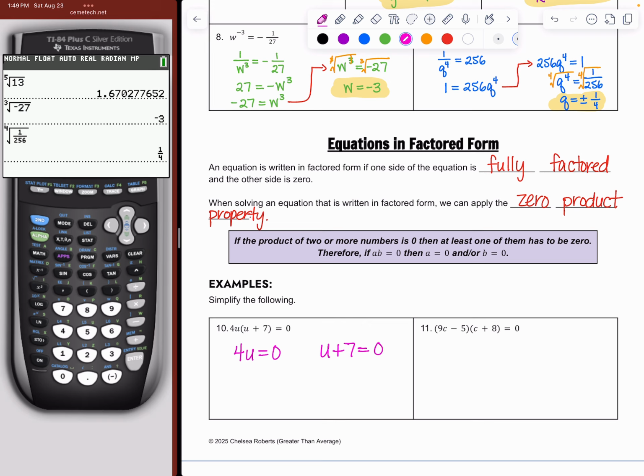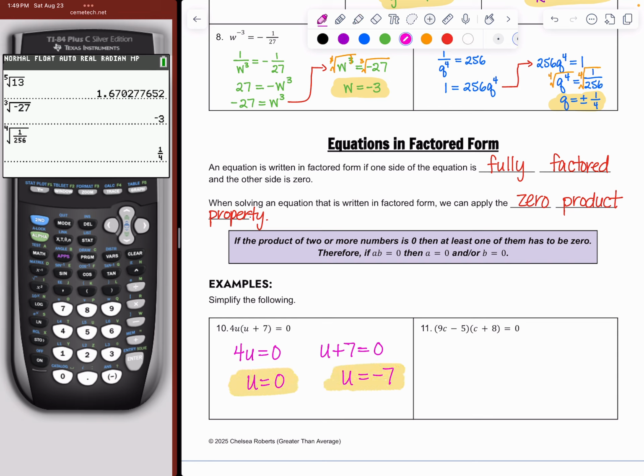So if we have 4u is equal to 0, that means u is going to be equal to 0, because you have to divide both sides by 4, and 0 divided by 4 is 0. And then on the second one, we will have to subtract 7 on both sides, which means u will be equal to negative 7. So here you have two solutions, 0 and negative 7.